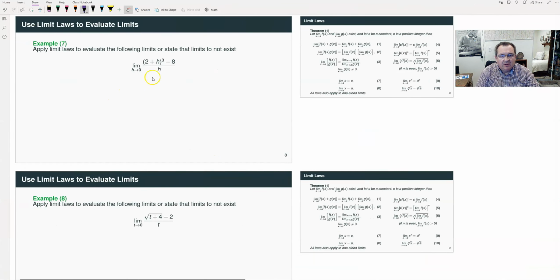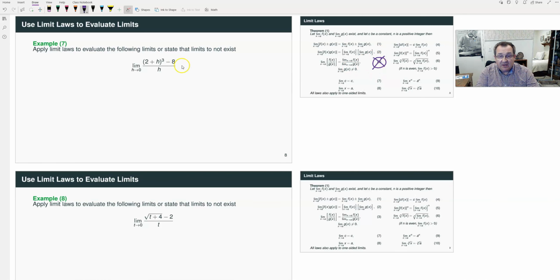Let us take a look at another example. Here we have a limit of the fraction. In the numerator, I have 2 plus h cubed minus 8. In the denominator, I have h. So if we substitute h equals 0, we observe that we have division by 0. Therefore, we are not ready to apply formula 3 and replace limit of a fraction with a fraction of the limits. Formula 3 does not work.